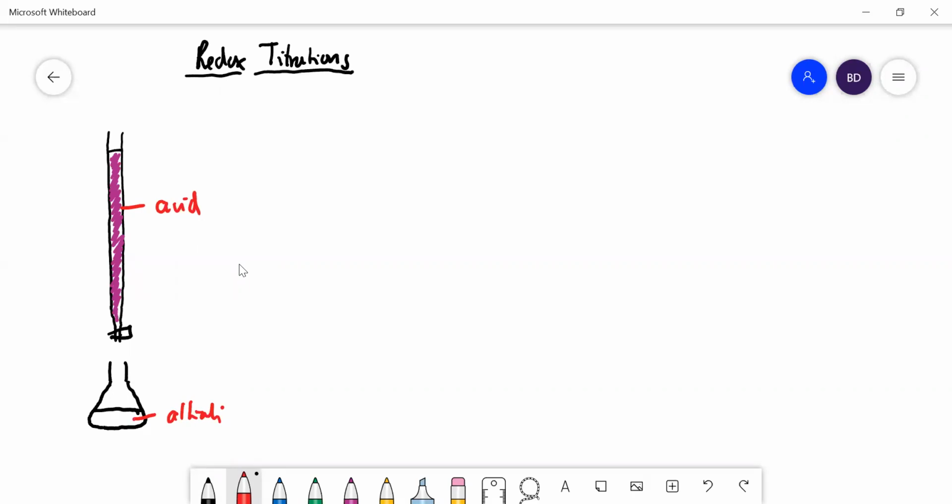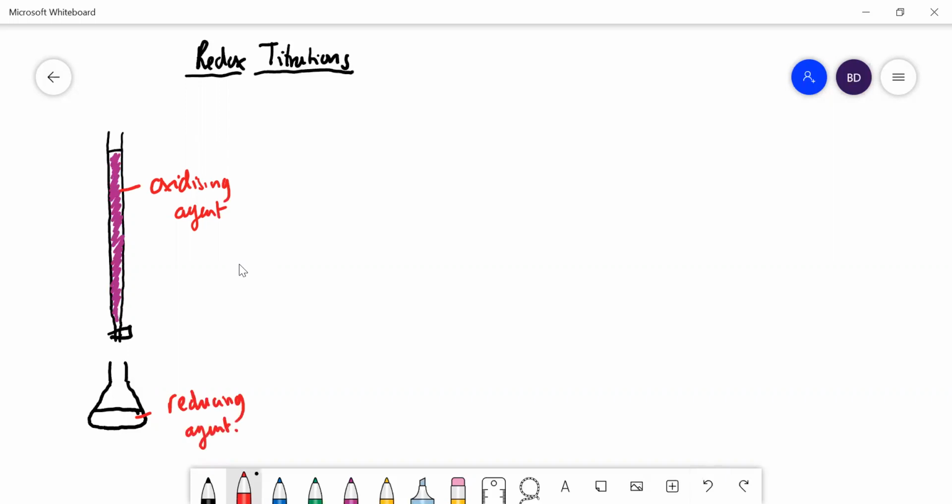Now, this is exactly the same sort of principle we're going to use in a redox titration, but instead of acid and alkali, you have an oxidizing agent in the burette and a reducing agent in the conical flask.